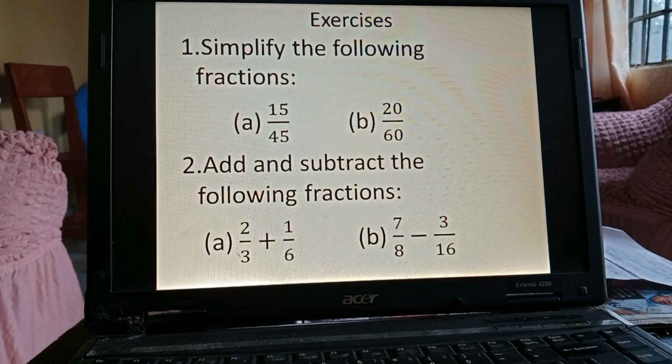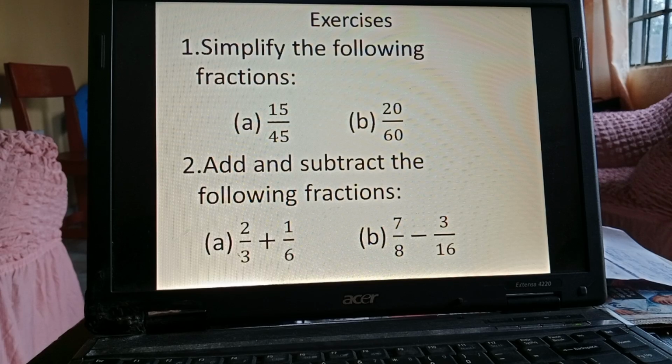Exercises. Simplify the following fractions. Remember, guys, in these YouTube videos of mathematics for the junior secondary classes, you are supposed to have a pen and paper or a pen and a book when you watch this video. So why don't you simplify the following fractions? A, 15 over 45 and B, 20 over 60.